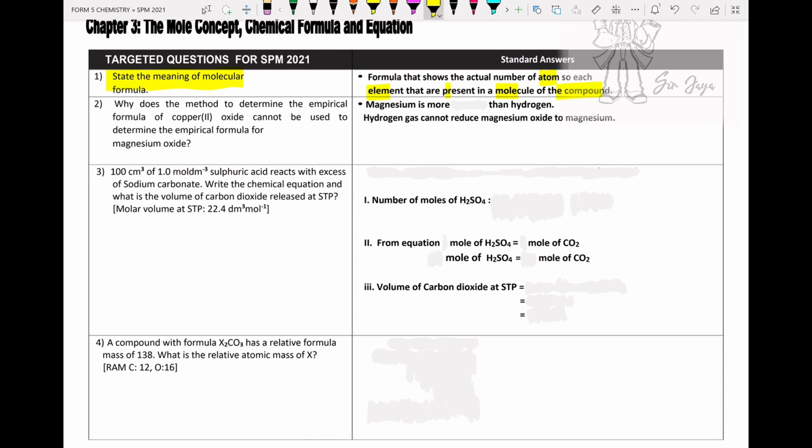What is the method to determine the empirical formula of copper(II) oxide? For copper(II) oxide, we use the combustion tube method. For magnesium oxide, we use the crucible method. So why can we not use this one for magnesium oxide? Because magnesium is more reactive than hydrogen. Hydrogen gas cannot reduce magnesium oxide to magnesium.